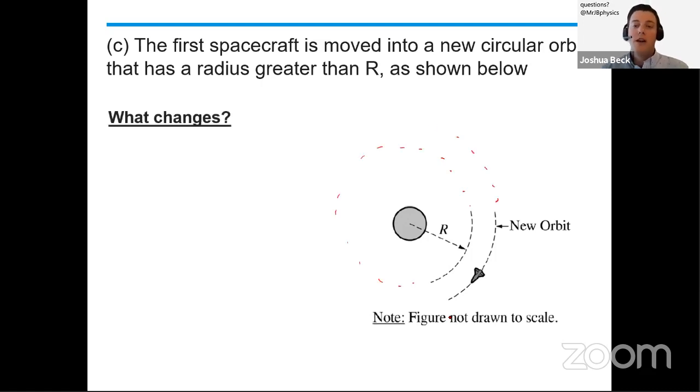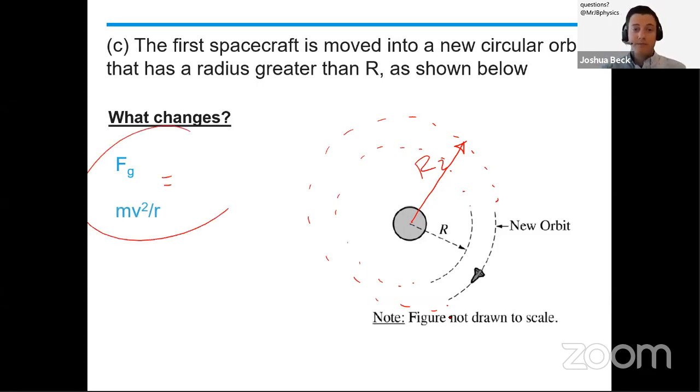Okay, so now we were on that orbit, now we're on this one with R2. I want you to think about what changes. Some things are definitely going to change. We've just moved our spacecraft further away, so the force of gravity is going to be different. Now, because the force of gravity is equal to mv squared over r in order to maintain this orbit, that means mv squared over r is going to be different as well.